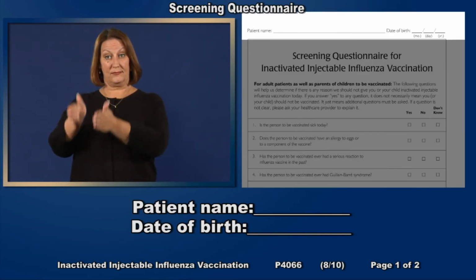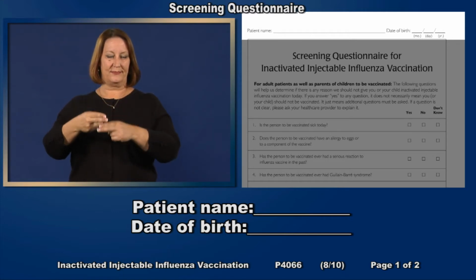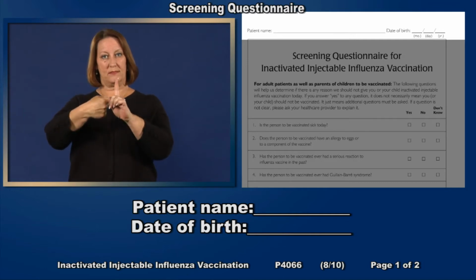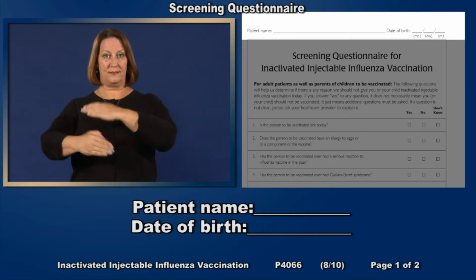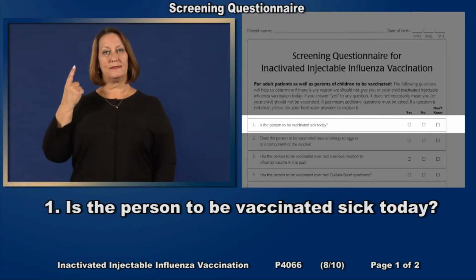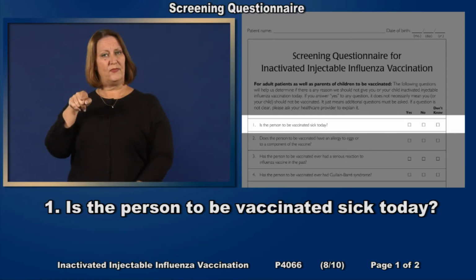Patient name. Date of birth, month, day, year. Number 1. Is the person to be vaccinated sick today?